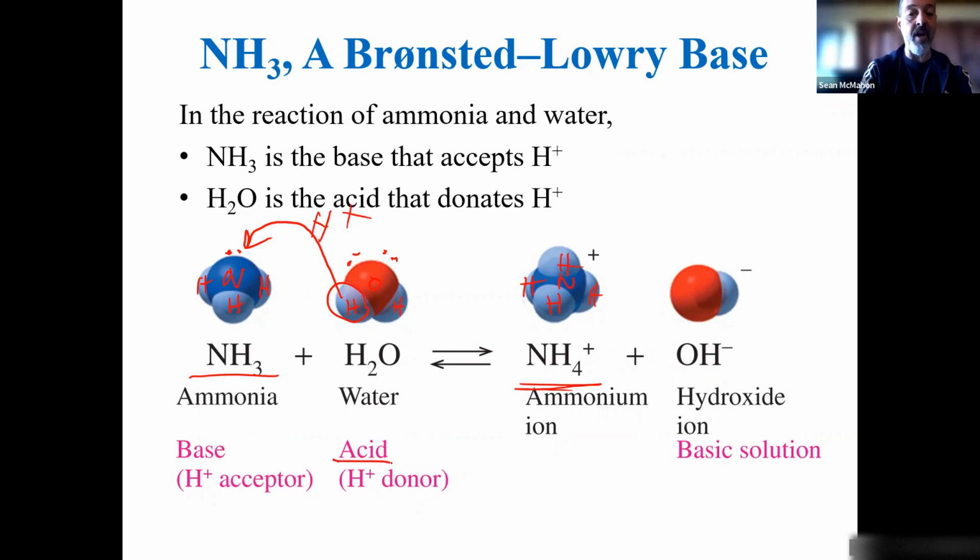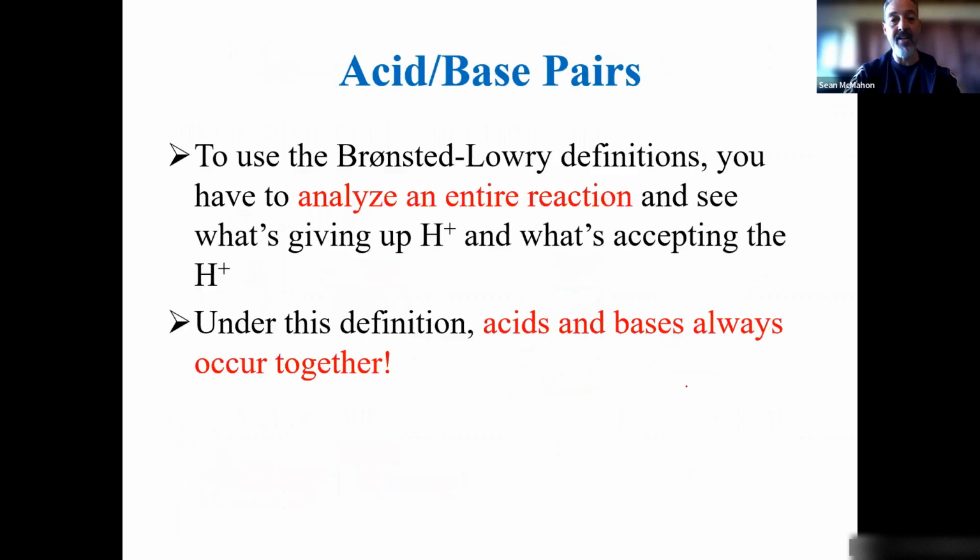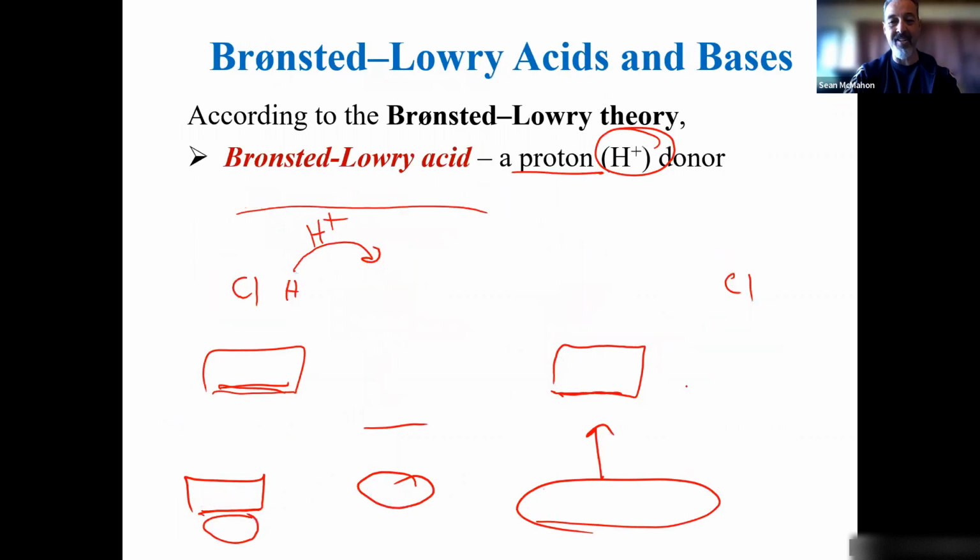So that makes the water the Bronsted-Lowry acid. The ammonia accepted the proton. So it is the base. So now I produce the ammonium ion and the hydroxide ion. One thing that I want to mention that is different in this example, and I'll go back a little bit, I apologize.